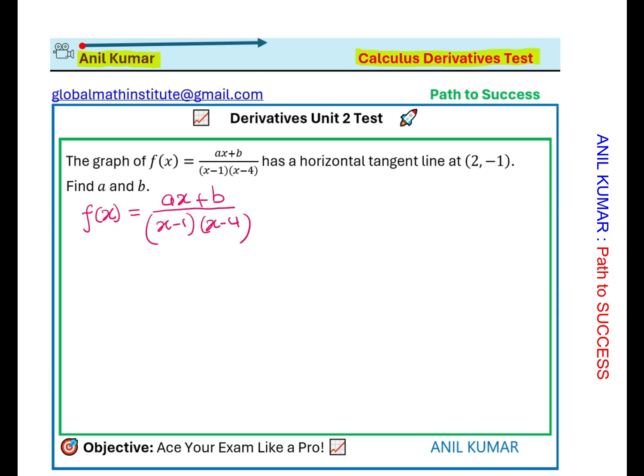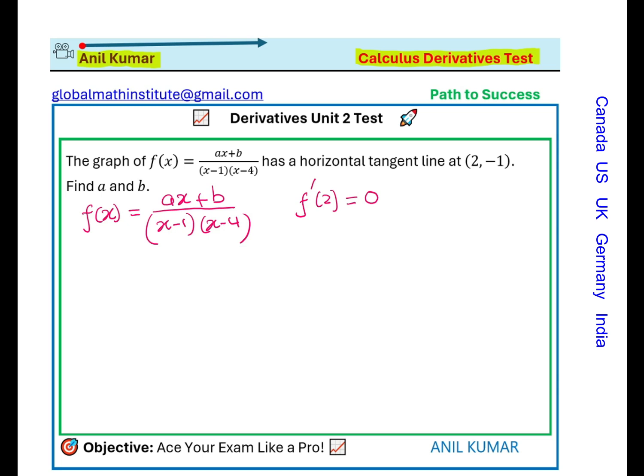Since we know that the point (2, minus 1) lies on the curve, one equation we can get with the point. The other one is the condition of a horizontal tangent at this particular point, which means the derivative of this function at 2 should be equal to 0. So we have two equations to work with.